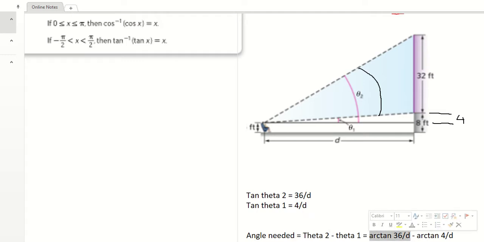Converting a value, 36 divided by d, into an angle, right? So arctan of 36 divided by 2 minus arctan of 4 divided by d. That is this angle, theta 1, right? So we have the value 4 over d, and we are converting that value to the angle using arctan. The difference between these two angles, theta 2 and theta 1, is the angle that we need for the screen.